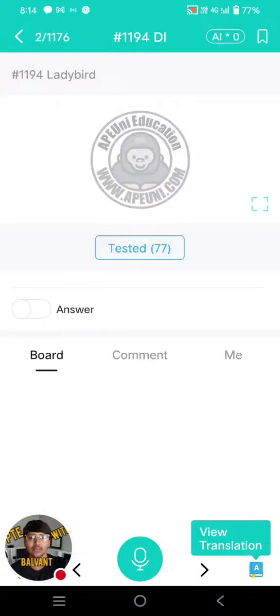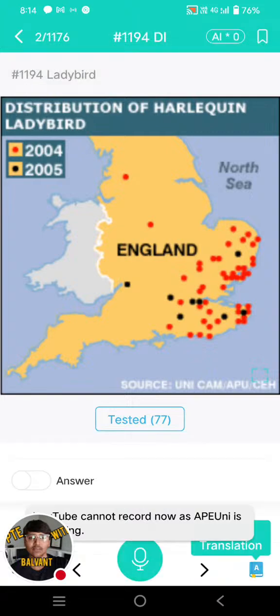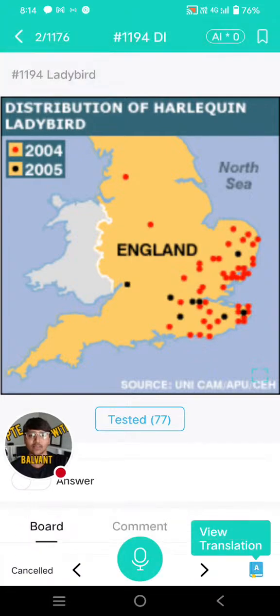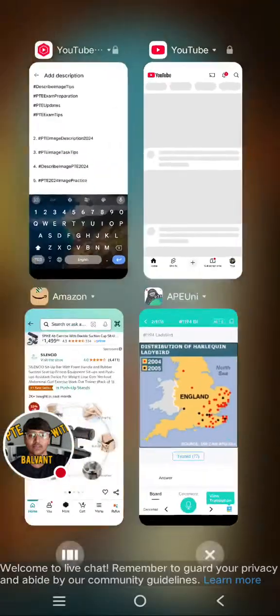Let's check out another image. That's ladybird, right? So we can clearly see the map of England, and we can also observe some year values like 2004 and 2005. The main topic of this image will be distribution of harlequin ladybird, right? North Sea is mentioned in this image, and how can we describe this image as the main part, right?